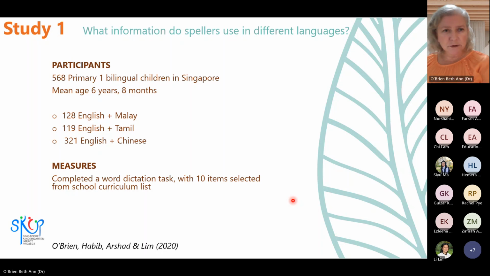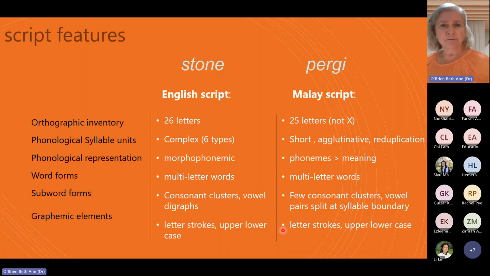So I'll just go through some more specifics about these three scripts. The data that I'll present here is just looking at their writing in the Asian script, not in English. So the features of each of these scripts, just to contrast with English, is that the Malay script uses the same Roman alphabet, except X is not used in their alphabet. So they have 25 rather than 26 letters.